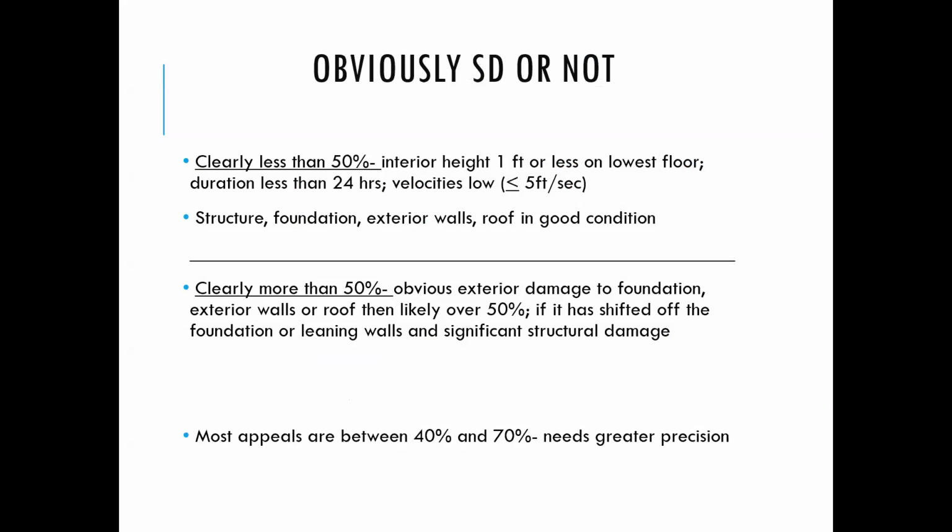So sometimes it's obvious that something is substantially damaged, and then we don't really need to spend time doing a full assessment. If it's clearly more than 50%, then we can just move forward with getting that determination out. Or you could put it in the SD software and put the things that are obviously damaged at 100%, to just have that documentation as far as the damage. Clearly less than 50%, that should be obvious.